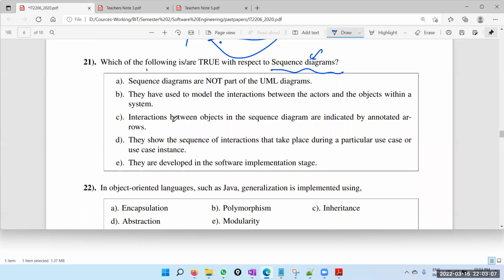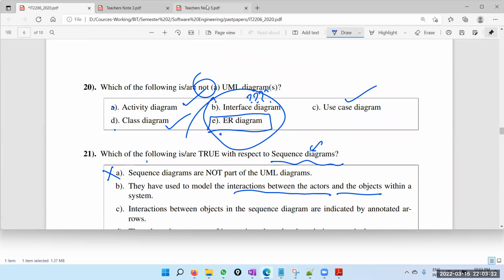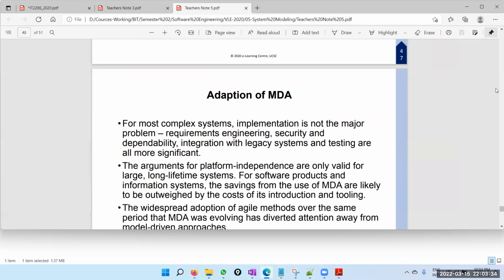Which of the following are true with respect to sequence diagrams? Sequence diagrams are not part of UML diagrams. Wrong. Sequence diagrams are part of UML. They are used to model the interaction between the actors and objects within a system, right? It starts with an actor, then the objects pass messages between them. Yes, correct.